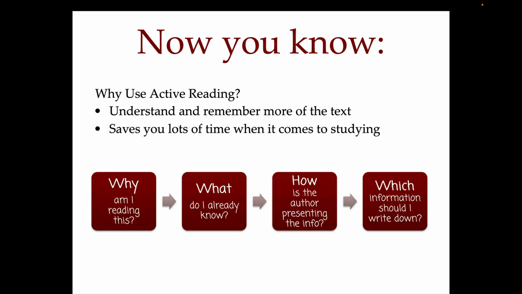As a quick review, in this topic, you learned that active reading is a simple activity that takes less than 5 minutes and helps you to understand and remember more of the text that you read. It's like warming up your brain, and it builds connections in the brain, which will save you a ton of time when you're studying. You just have to ask yourself, why am I reading this? What do I already know? How is the author presenting the information? And which information should I write down?